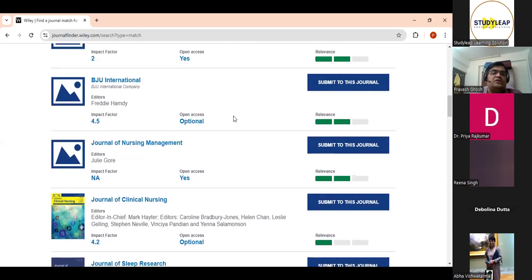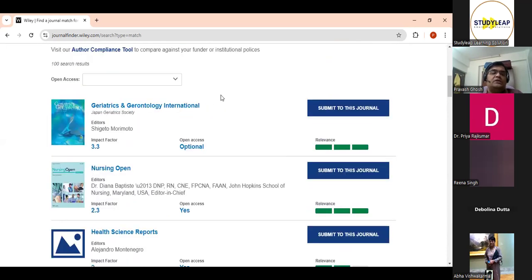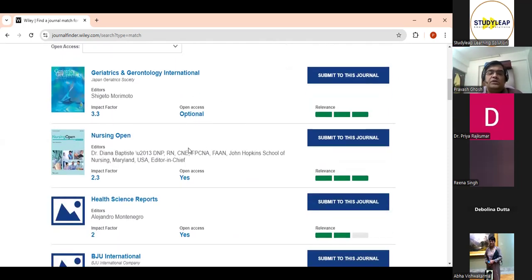Some nursing journals, so yes, Journal of Nursing, BJU International, Nursing Open. Because some health journals are in both these domains, healthcare and education, that is why they are coming. If you see the abstract, it is mainly on higher education, right?